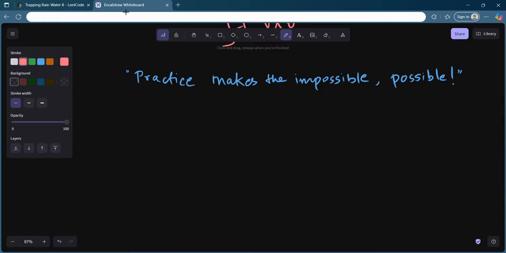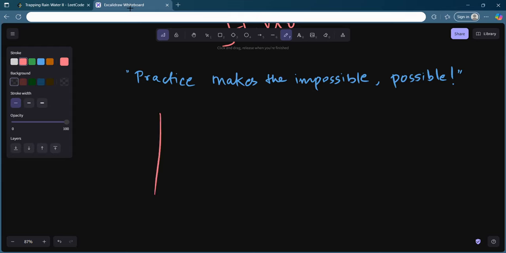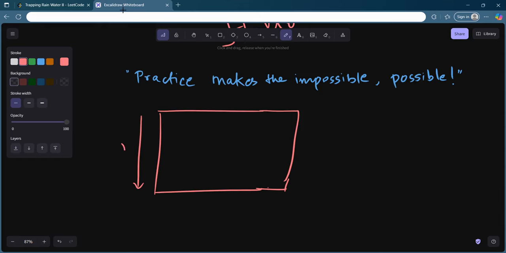Okay, so first you see what is given in this question. It's given a height map. Okay, so you are given basically a 2D grid, and in this 2D grid you are given the structure of this whole thing. Okay, so let's say we have m rows and n columns, and each of the grid cells is nothing but a height. Okay, so that's how the structure is told.